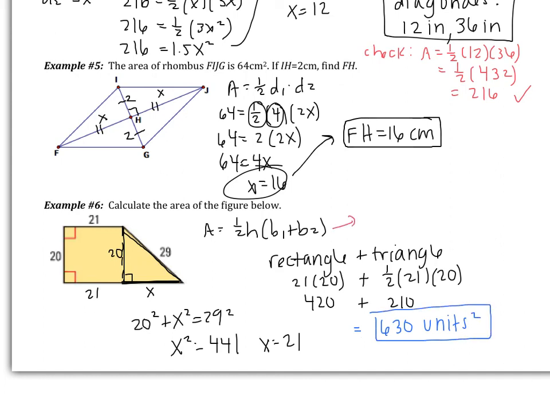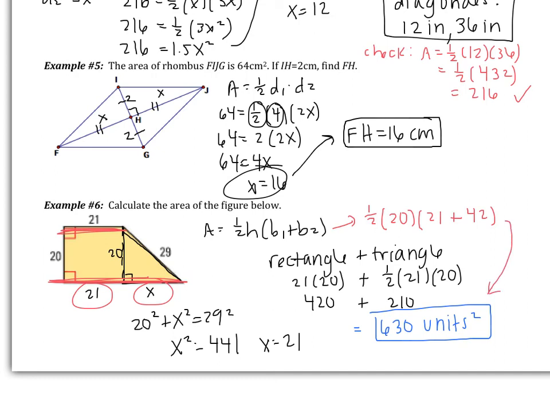This also would work the same way if you just use the trapezoid formula. So 1/2, my height is 20, my base 1 is 21, this base up here. Base 2 is this entire base. So 21 add x, which is 21. So 21 add 21 is going to be 42. This ends up simplifying to 630.